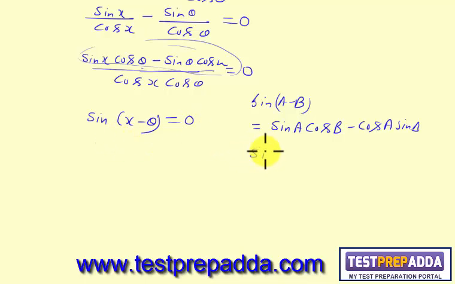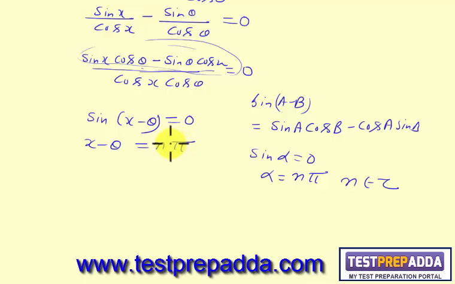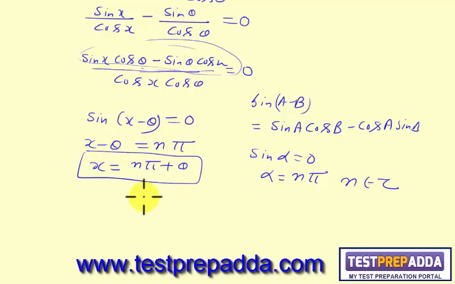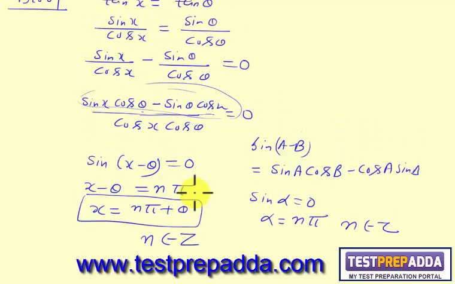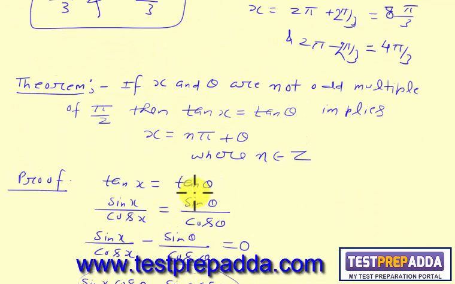Now recall, if sin alpha equal to 0, then alpha will be written what? N pi, where n belongs to integer. So here what can we write? X minus theta is equal to n pi, or x is equal to n pi plus theta, where n belongs to integers. Got it? Now you can see what is given in the theorem. It is same, x is equal to n pi plus theta.